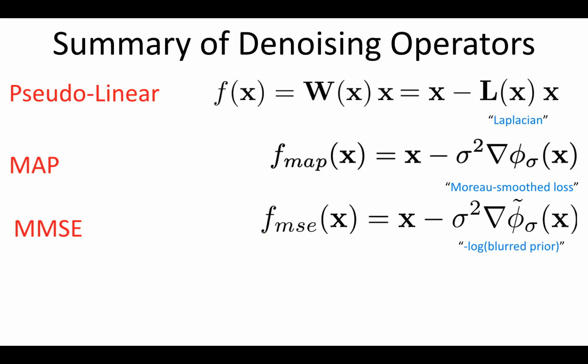Okay, so let me summarize what I've said so far. The pseudo-linear denoisers have this form f of x equals W of x times x. And if you remember, I mentioned that you can write this as x minus the Laplacian acting on x. The MAP estimate can be written as x minus sigma squared gradient of phi sigma, and this phi sigma is a Moreau smooth loss. And then finally, the MMSE estimate can also be written as x minus sigma squared gradient of phi sigma tilde of x. And this is just a differently smooth version of phi.